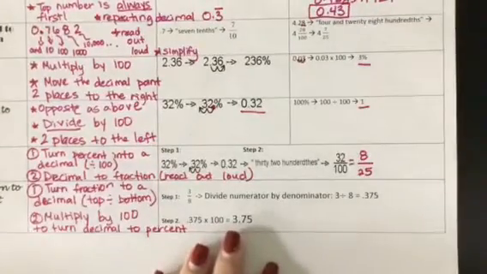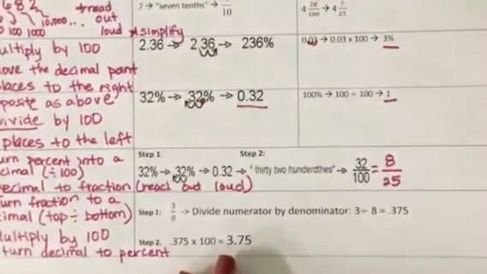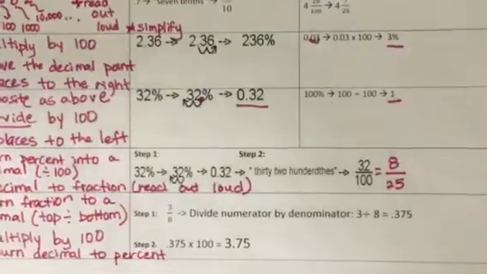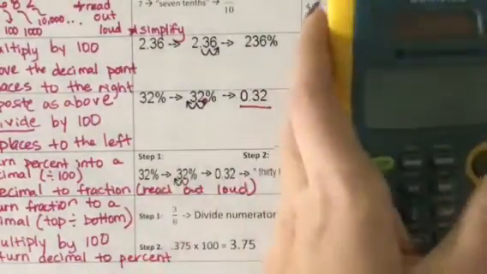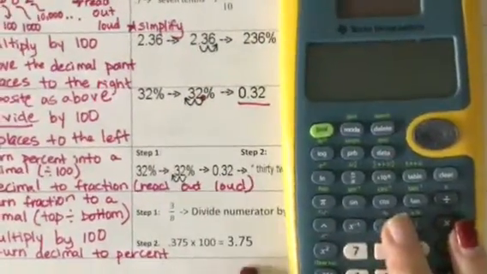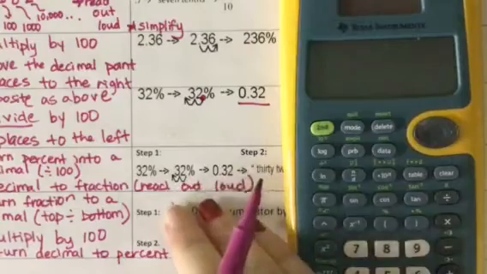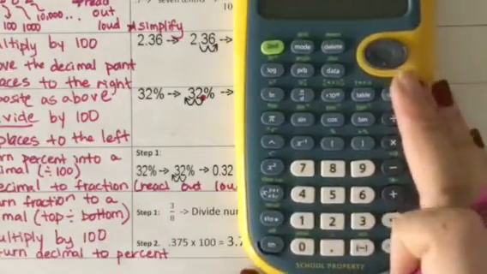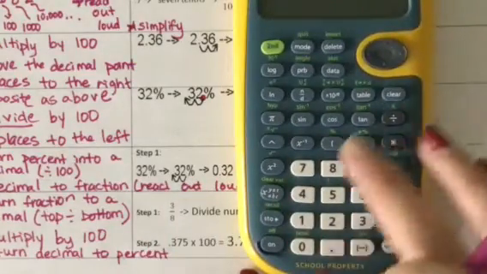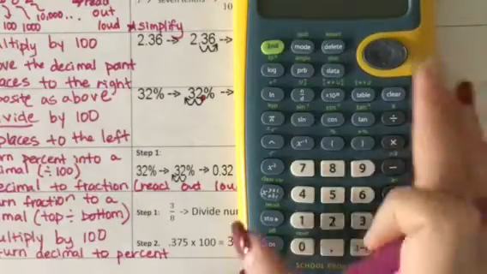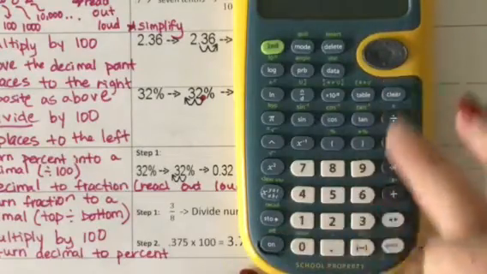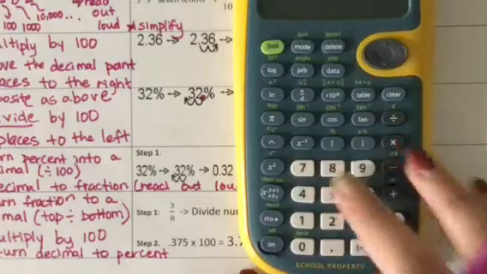So let's look at this example. We have the fraction 3/8. Okay, so we're going to start with our calculator. We're going to do the division because the fraction bar means to divide. 3 divided by 8. Oh, forgot to turn it on. 3 divided by 8.